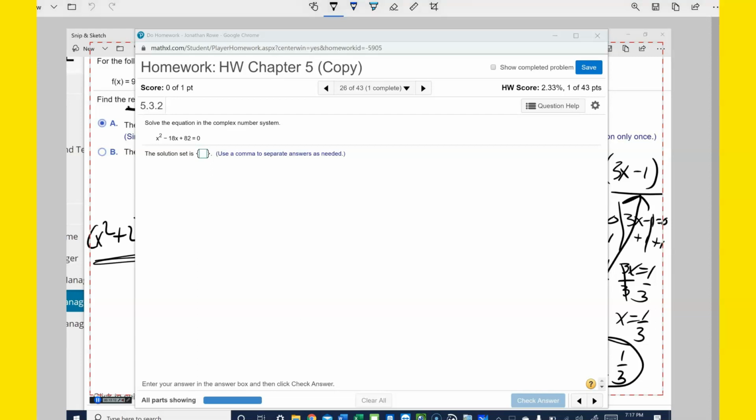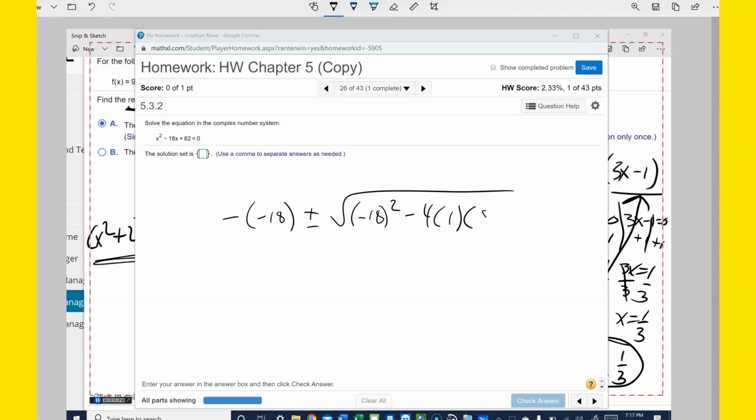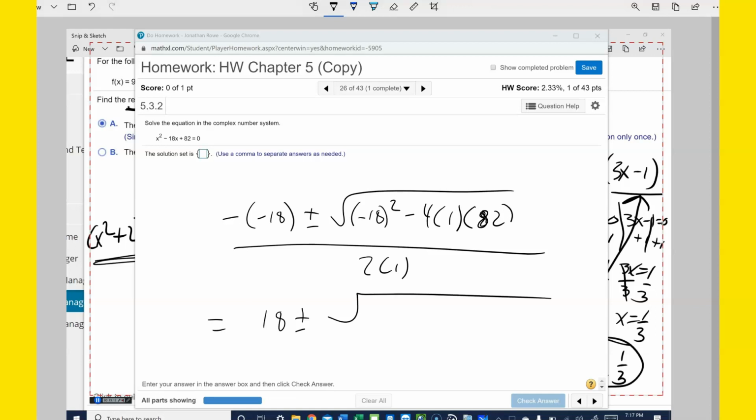Well, this is a quadratic equation. It's got an x squared in it. That's the highest degree. So I'm going to go ahead and use the quadratic formula. So negative 18 plus or minus the square root of negative 18 squared minus 4 times 1 times 82 all over 2 times 1. So that's going to be 18 plus or minus the square root of 324 minus 4 times 82, 4 times 2 is 8, 4 times 8 is 32, 328, all over 2.